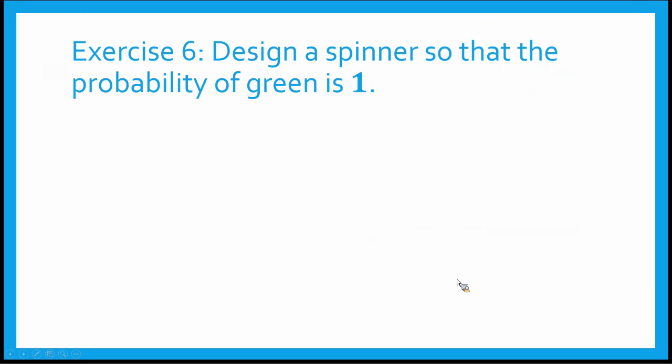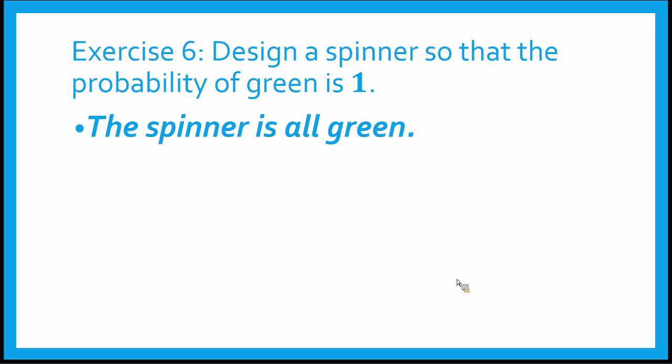Exercise 6. Let's design a spinner so that the probability of green is 1. Okay, so the spinner, it must be all green. In order for it to be 1, that means it'll always land on green, for certain. There's no hesitation, it will always land on green. That means the entire spinner must be colored green.